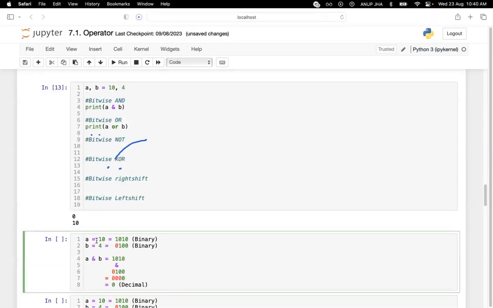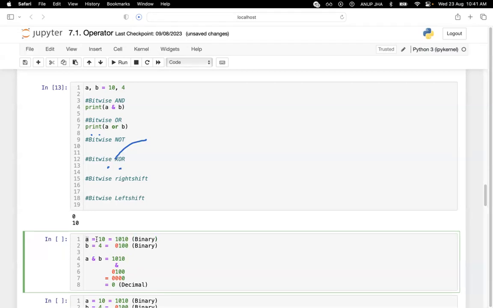Python is converting this into a binary value of 0s and 1s. In terms of binary representation, this 10 can be written as 1010. There is a whole topic on how you can convert any number into binary form or some other form. I will explain that later, but for the time being, let's understand this.